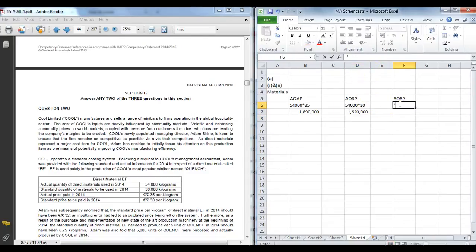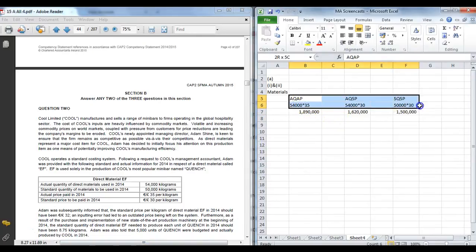And then finishing off your final column, you're comparing standard quantity, which is 50,000. You'd have only expected to use 50,000 kilograms and pay 30 euro. So you can see it's nice and neat. The examiner knows where you're coming from. And by comparing both of these, you're holding the quantity fixed, and you're changing the price. So that gives you the price variance.